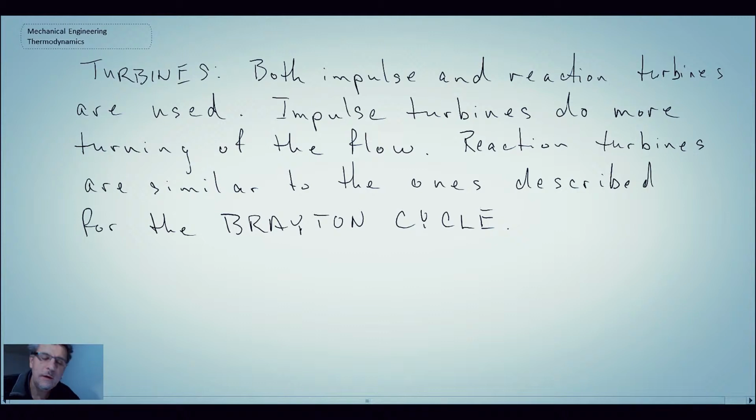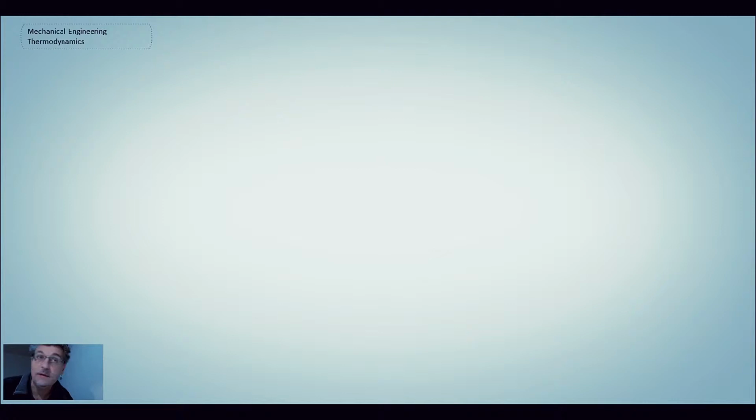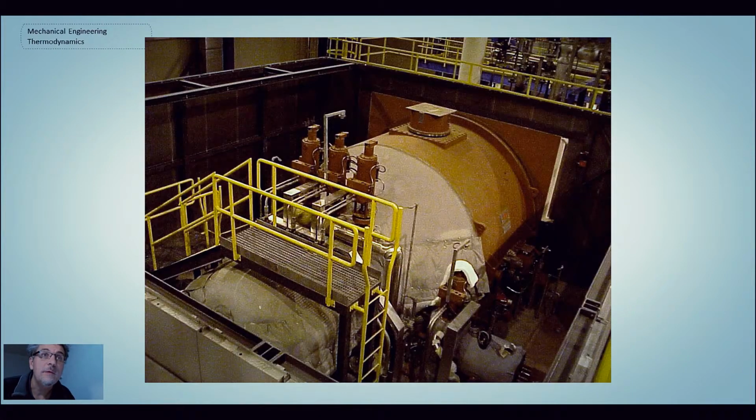So what we're going to do now is take a look at a couple of different images collected of steam turbines. And this will give you a bit of an idea as to the magnitude and the size of these systems. So the first image shows a steam turbine. It's getting larger as you go towards the expansion.